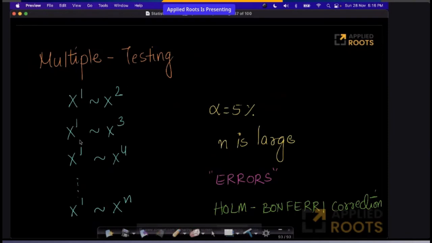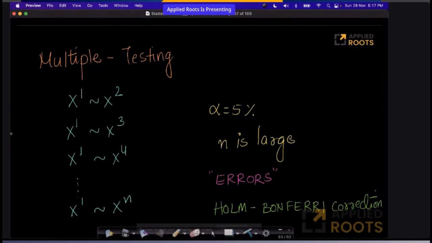So then there is the problem of multiple testing. If some random variable is compared with a large number of random variables with the same significance level of 5%, there will be some errors in hypothesis testing, type 1 or type 2 errors, based on how we define our null hypothesis H0 and alternative hypothesis HA.